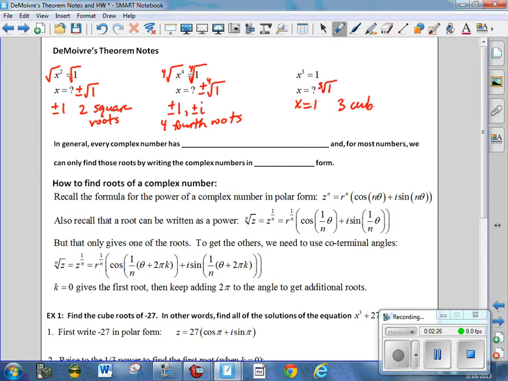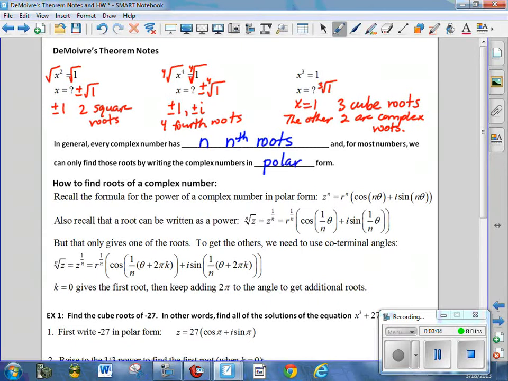I'm not sure why I'm writing in red. It probably doesn't show up as well. But the other 2 are complex numbers. And it turns out that the only way we can find them is by using polar form. So just to sum up, in general, every complex number has n nth roots. In other words, 2 square roots, 3 cube roots, 4 fourth roots, 5 fifth roots, etc. And for most numbers, we can only find these roots by writing the complex number in polar form.